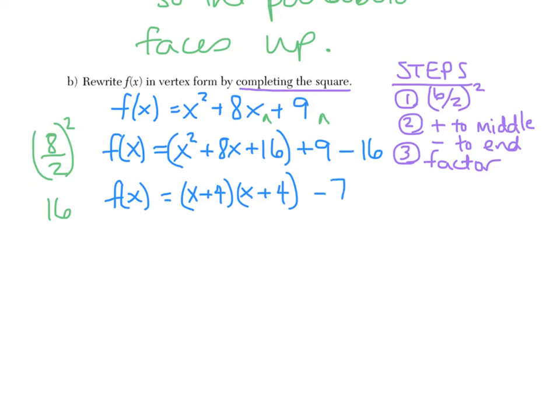The last thing we have to do is just to clean it up so that it looks like it's in vertex form. And that means just this binomial, they match. So instead of writing x plus 4 times x plus 4, I can just write x plus 4 squared and then minus 7. So now that we have it written as a binomial squared plus or minus another number, that's vertex form.